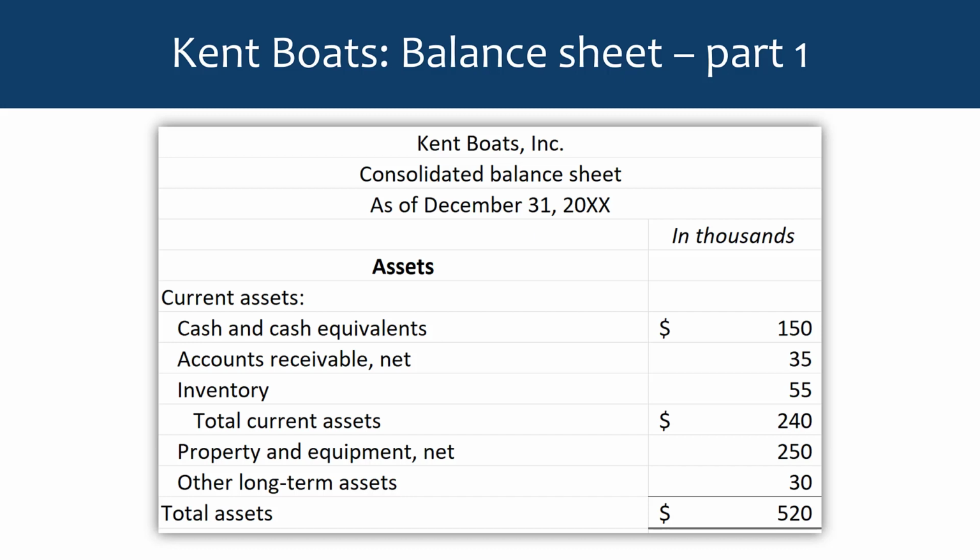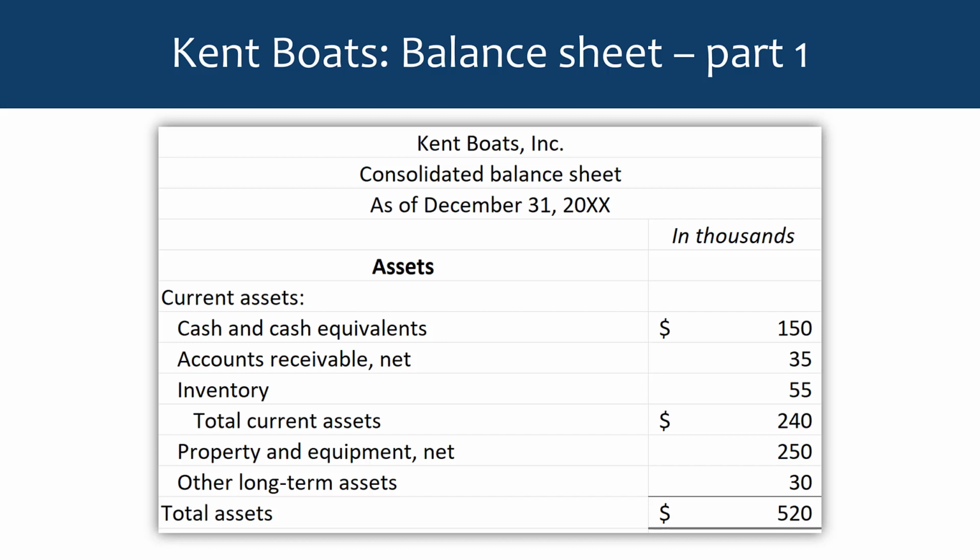Cash is always the first current asset. Many companies, like Kent Boats here, call it cash and cash equivalents. Next, we see accounts receivable net, followed by inventory. There may be other current assets on other companies' balance sheets. After totaling current assets, we move on to the long-term assets. Here we have property and equipment net, and we have other long-term assets. Finally, we arrive at total assets, which is the total of the current assets plus each of the long-term assets.